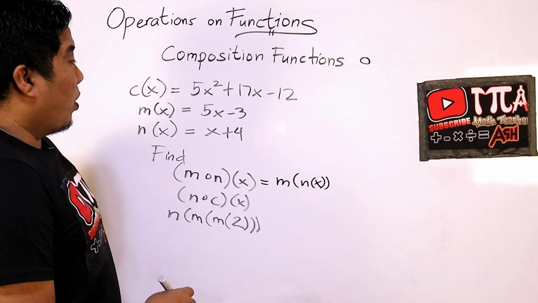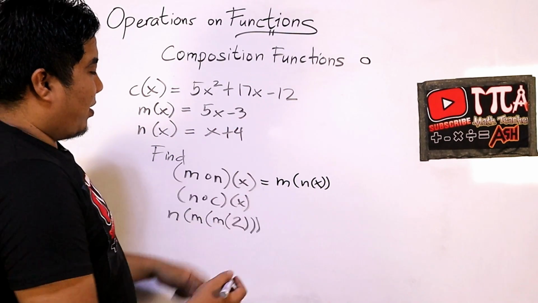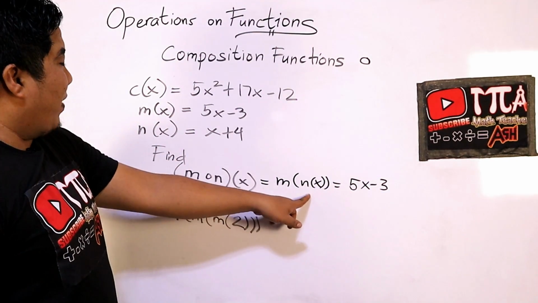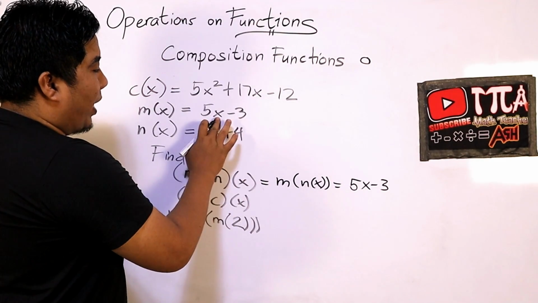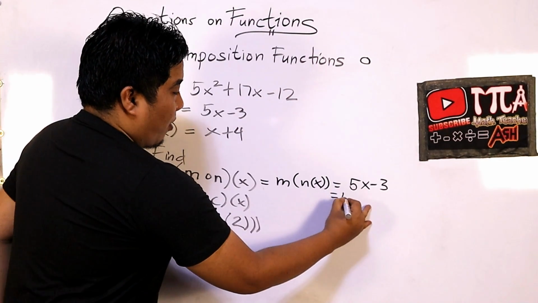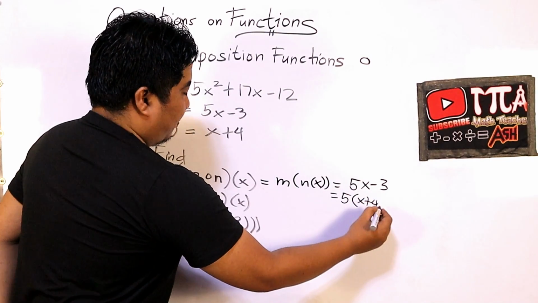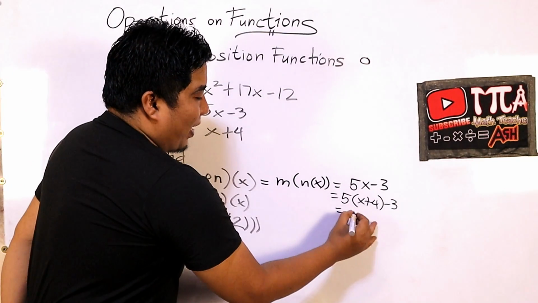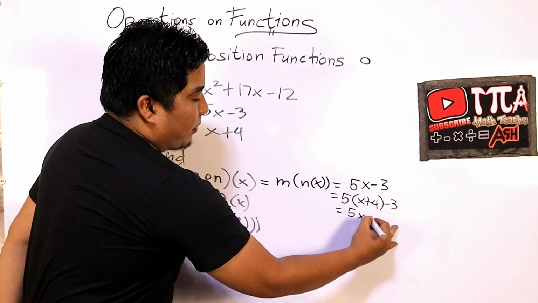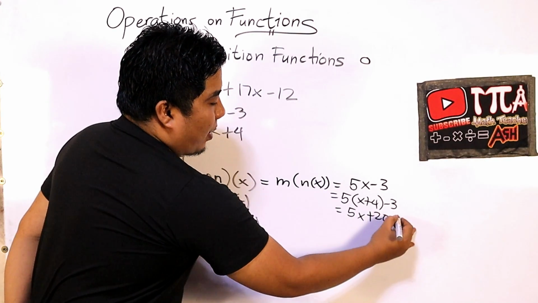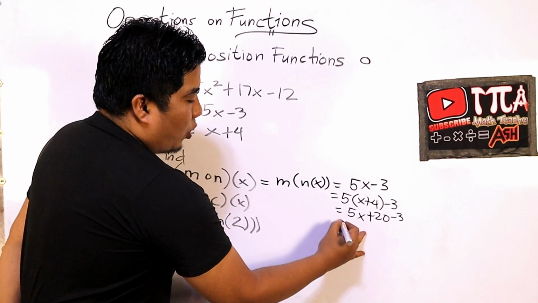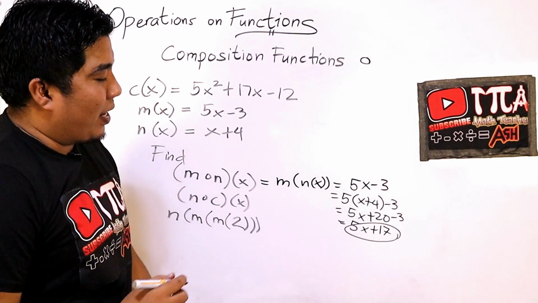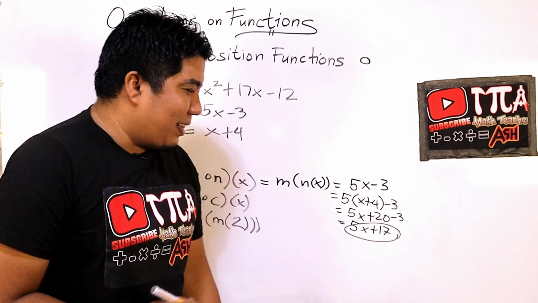So for the m of n of x, our m here is this one, right? So we have 5x minus 3. Our n of x is this one. So we will change our x here by this one, giving us 5 times x plus 4 minus 3. Easy, right? Now we simplify. So 5 times x, that is 5x. 5 times 4, that is 20. And then we bring down our minus 3. So we have 5x plus 17. And this is your final answer, 5x plus 17.